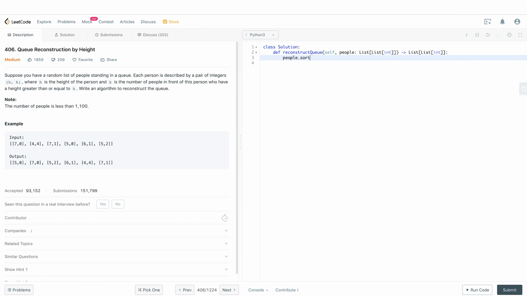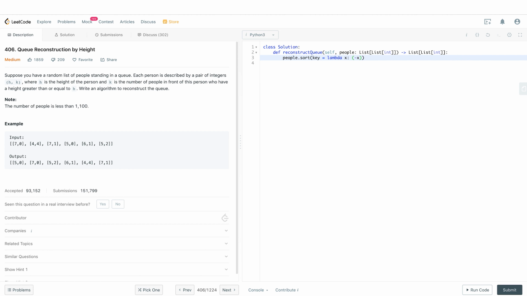So we want to sort that, right? What do we want to sort? We want to sort by the height first and then the position, or like how many people they see. So we're going to create a lambda function here just because it's faster, and then it returns the ordering. So we're going to return a tuple, and then what do we care about?